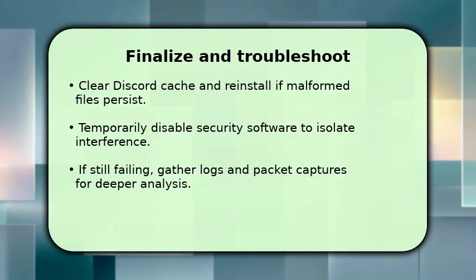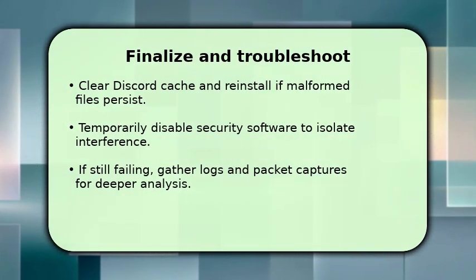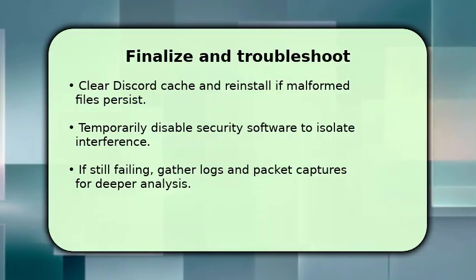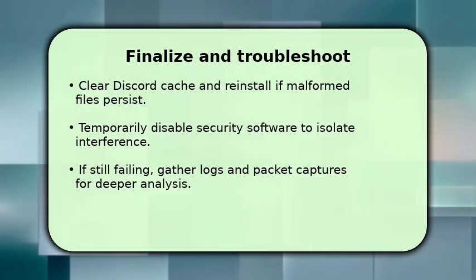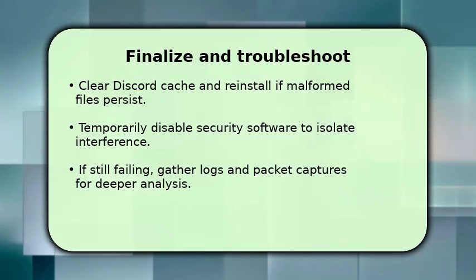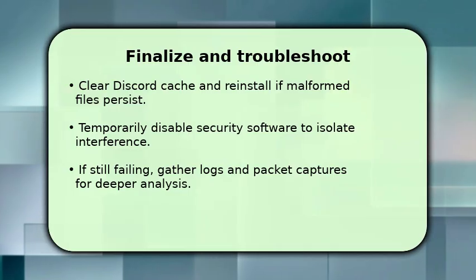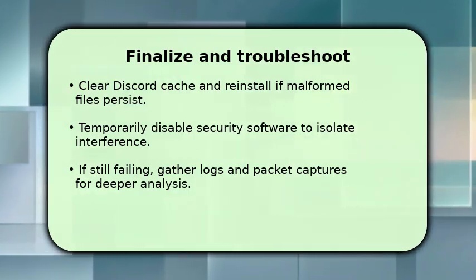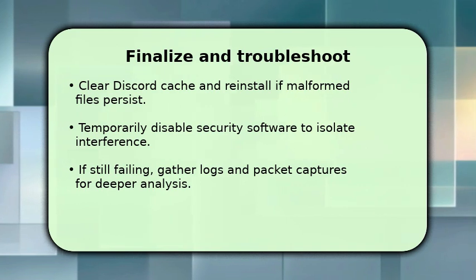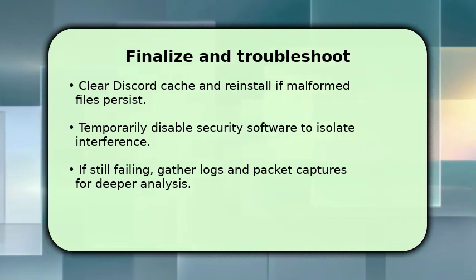To finish, you validate client-side integrity and isolate remaining interference. Clear Discord's cache and, if needed, reinstall to remove corrupted handshake artifacts. Make sure antivirus, firewall software, or router security features aren't silently blocking DTLS. Temporarily disable them to test connectivity, then re-enable with adjusted rules.